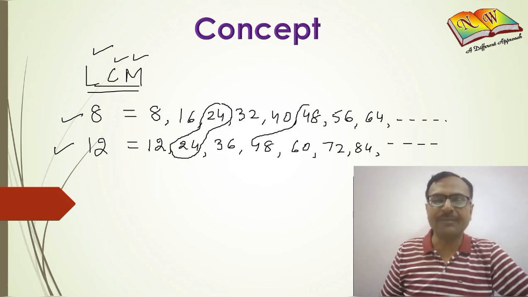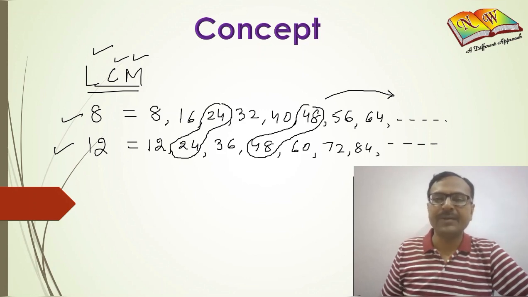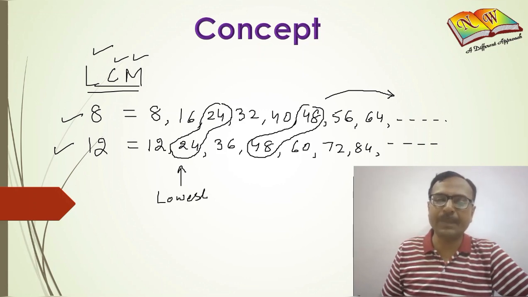Likewise, we have more common multiples like 48, and if you write it in the same manner, you will get more common multiples. But we just need the first one. That means the lowest common multiple between 8 and 12, and the lowest common multiple is 24 in this case.